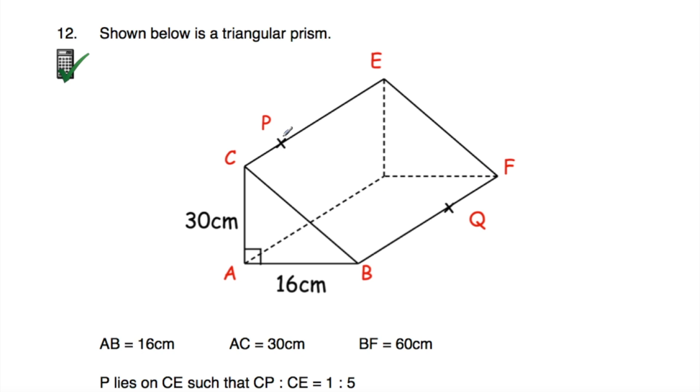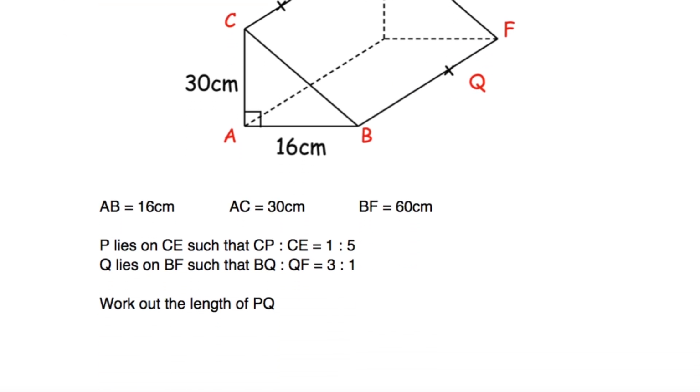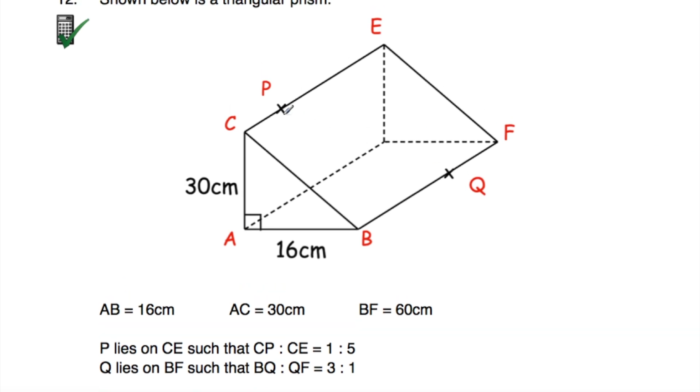We've got some extra points here, the point P, and we're told that the point P lies on CE, such that the ratio of CP to CE is equal to 1 to 5, and that Q lies on the line BF such that the ratio of BQ to QF is 3 to 1. And then if we go on down, we've been asked to work out the length of PQ. So we want to work out the length of PQ.